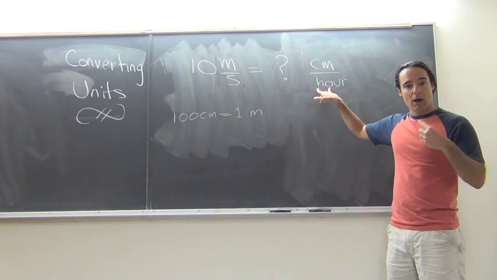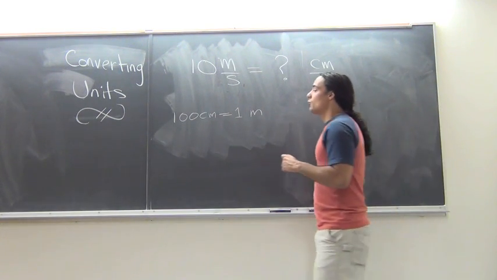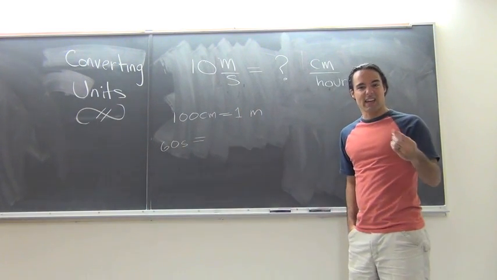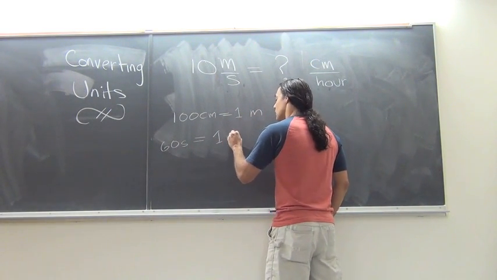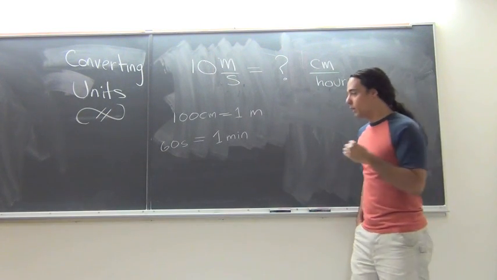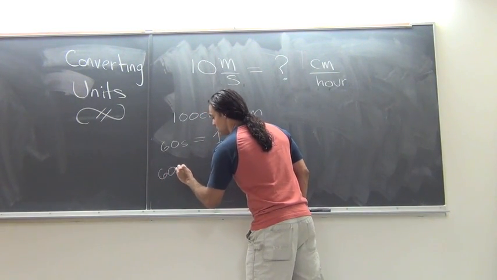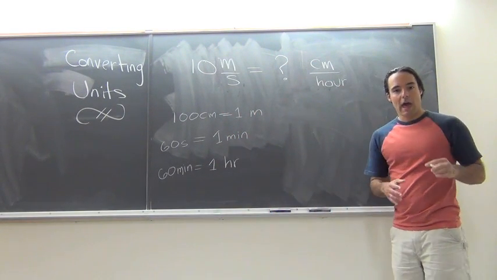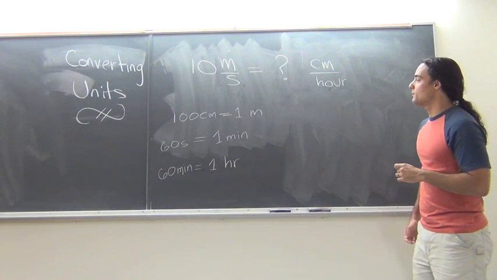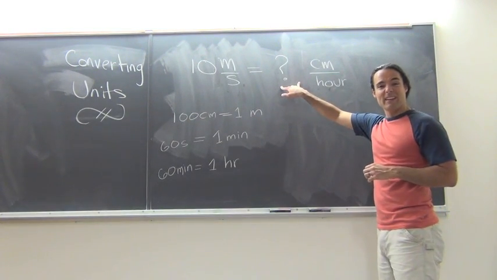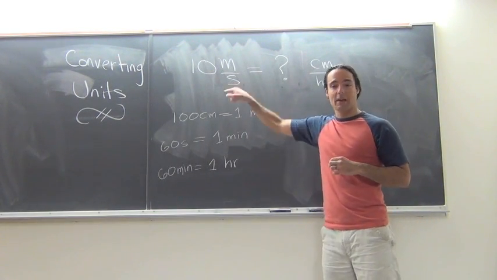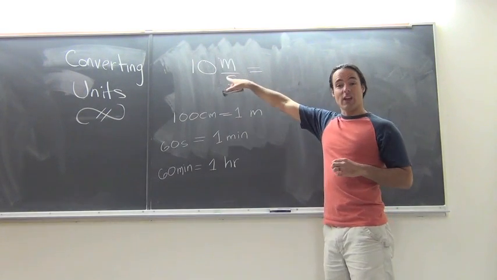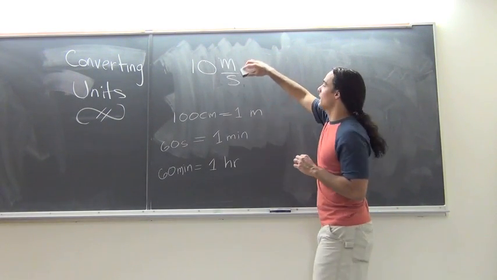I can also figure out how many seconds there are in an hour. So I know there's 60 seconds in 1 minute, and 60 minutes in 1 hour. I'm going to use these facts to do a conversion here. So, to figure out how many centimeters per hour is equivalent to 10 meters per second, I'm going to give myself a little more room here. What I'm going to do is I'm going to convert that 10 meters per second.